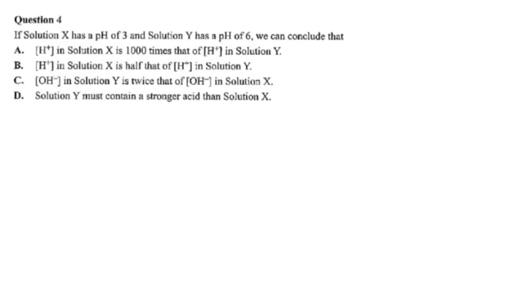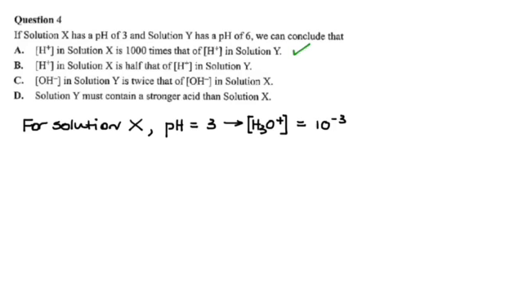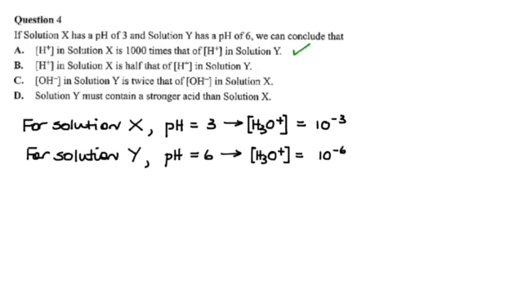Okay, guys? Question 4 now. If solution X has a pH of 3 and solution Y has a pH of 6, then we conclude that... Alright, let's have a look. Option A is looking pretty good to me. If for solution X the pH is 3, that means that the concentration of aqueous hydronium ions is 10 to the minus 3. And for solution Y, if the pH is 6, it follows that the concentration of hydronium ions is 10 to the minus 6, okay? So that's how pH works, guys. So therefore, this is correct, definitely, because that is 1,000 times that, okay?